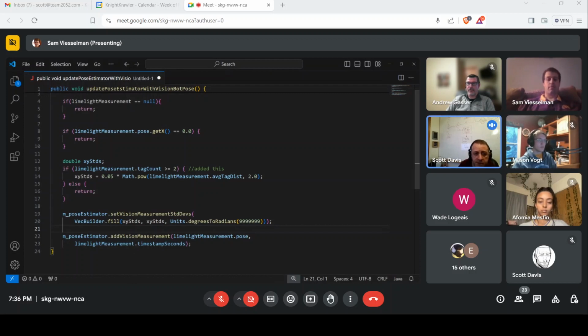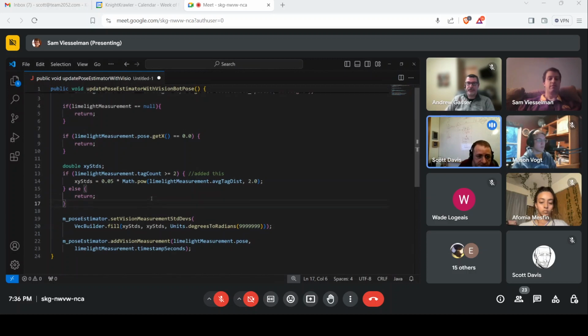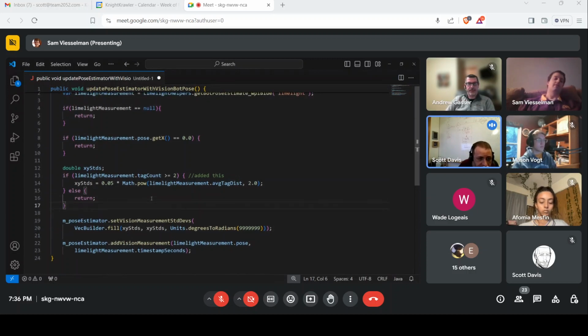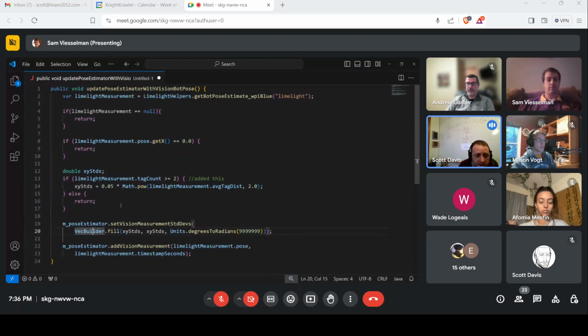Sam, I am completely new to a lot of this. Can you explain what this vector is? I assume this is VecBuilder, a vector builder. Is that what that is? That's right. So how does this throw away the rotation from the April tags and instead use the odometry rotation?